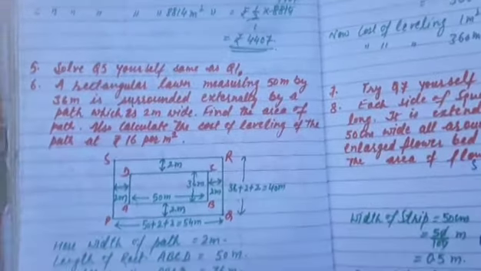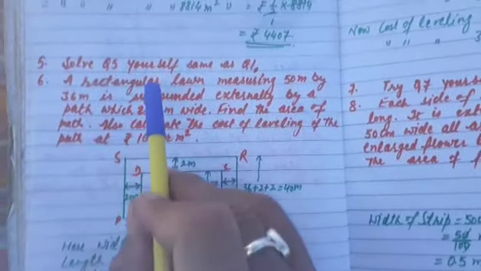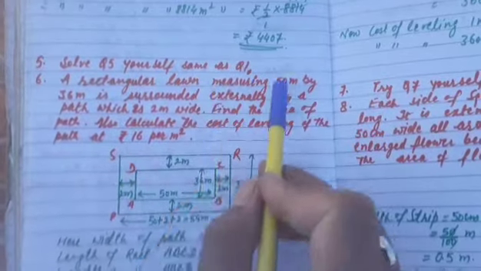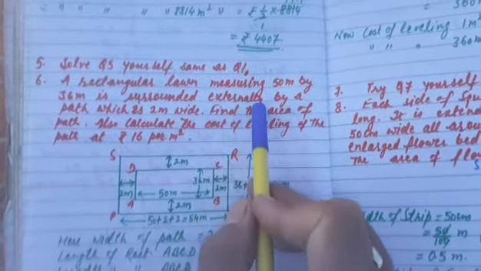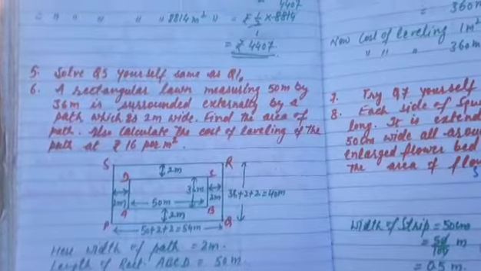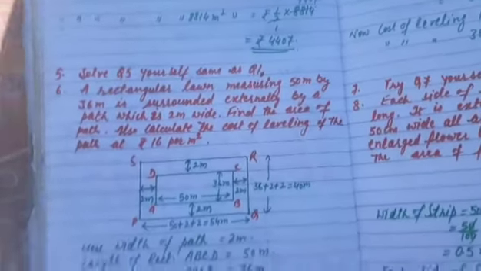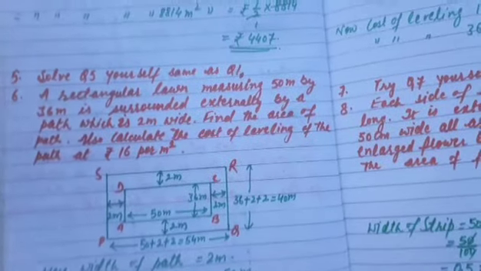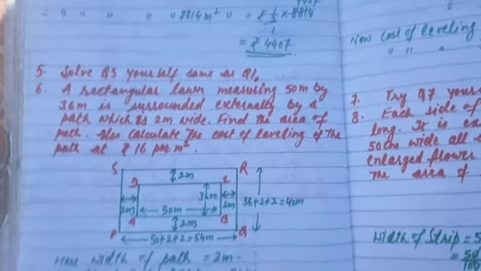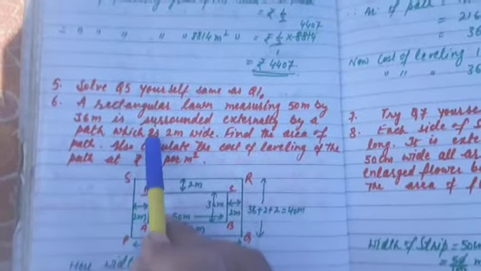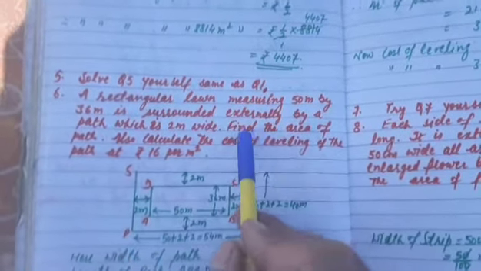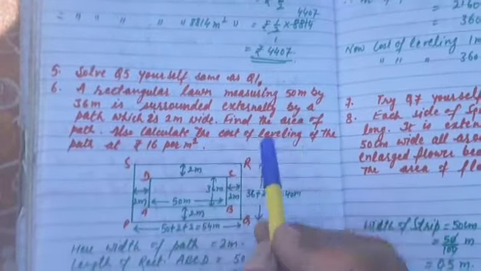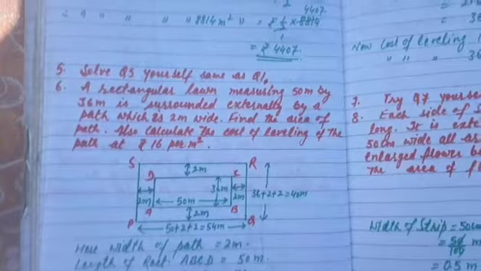Now question number 6. In question number 6, a rectangular lawn measuring 50 meter and 36 meter, that is the length and breadth, is given. It is surrounded externally by a path all around it, having a width of 2 meter. Find the area of the path. Also calculate the cost of leveling the path at rupees 16 per meter square.